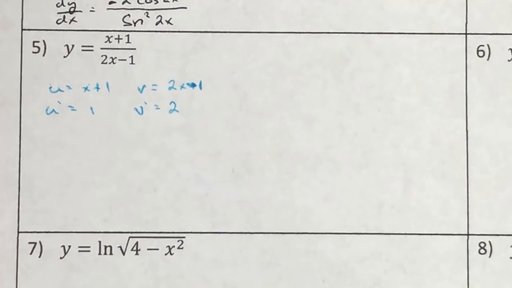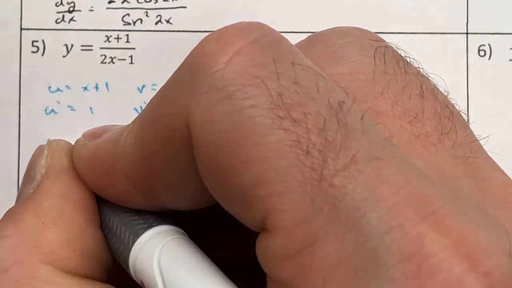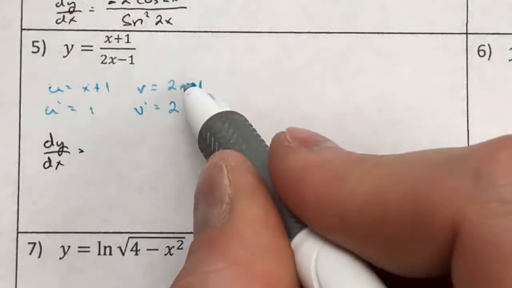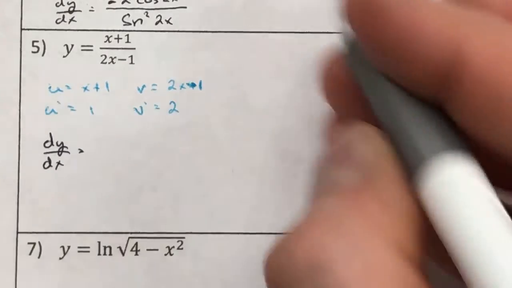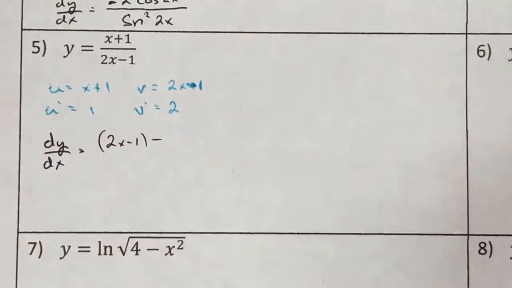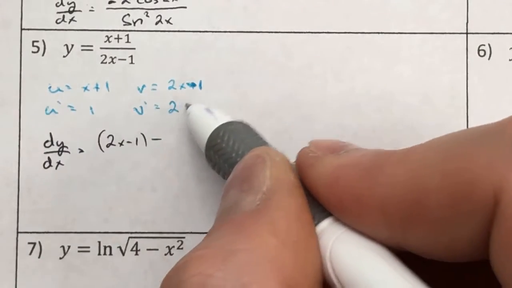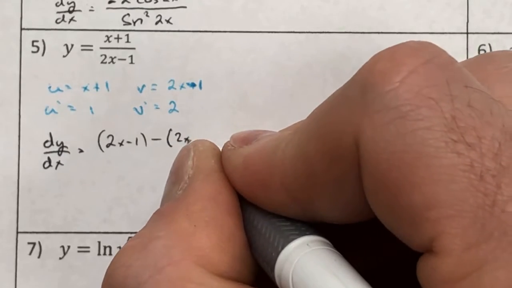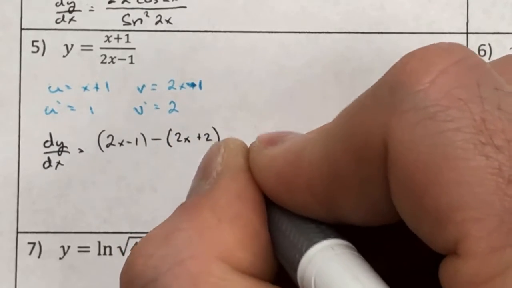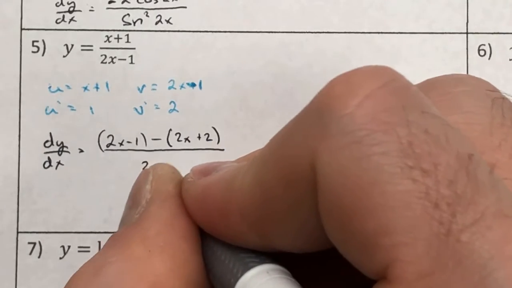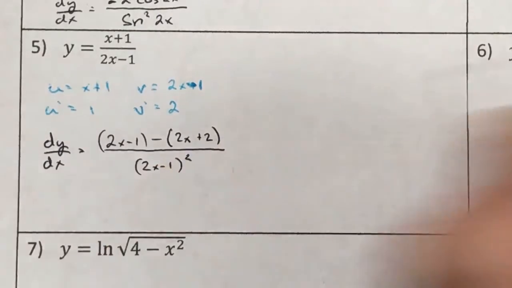So let's go ahead and pop that in. So dy/dx, we are taking the derivative at this point. Low d high, so this times 1 is 2x minus 1, minus high d low, so 2 times this: 2 times x is 2x, 2 times 1 is 2, all over low squared, so (2x minus 1) squared.